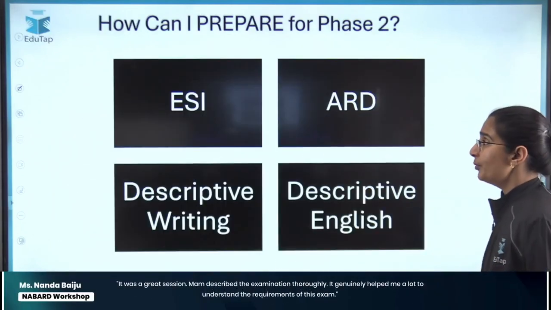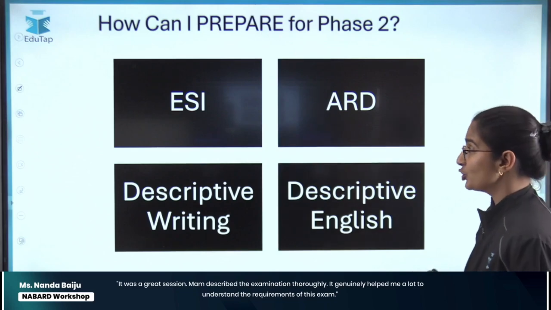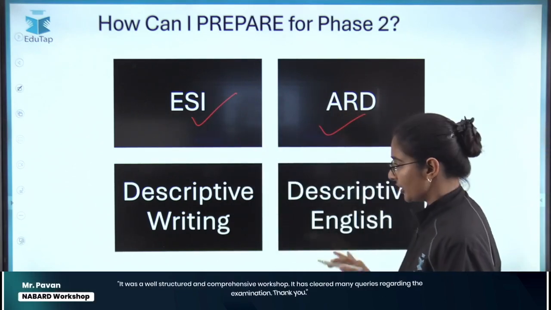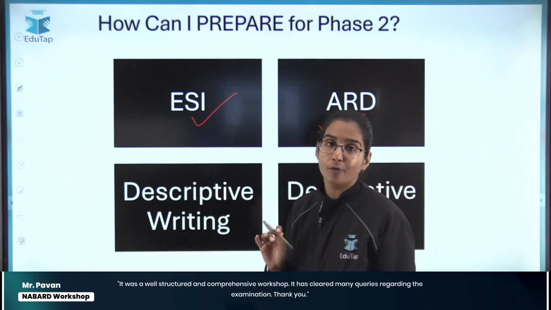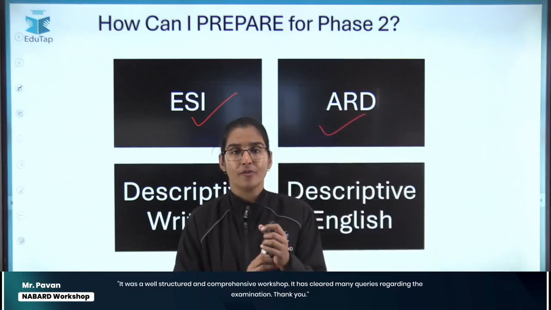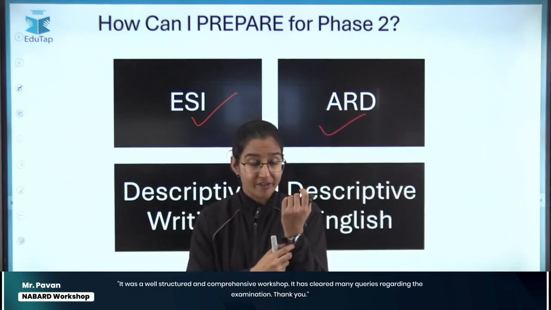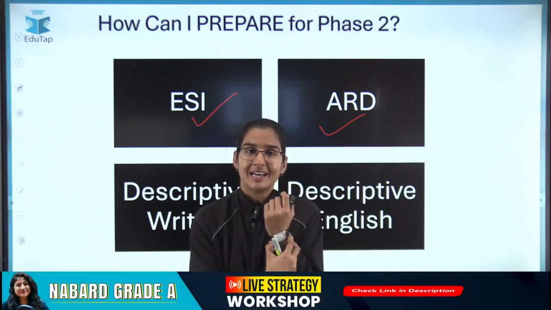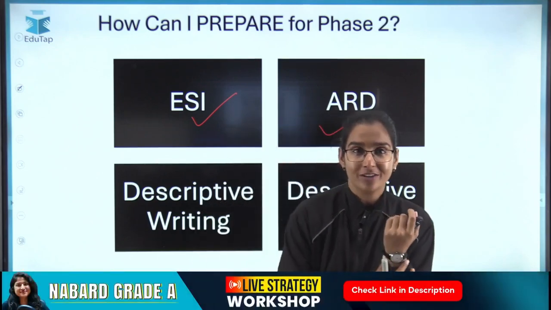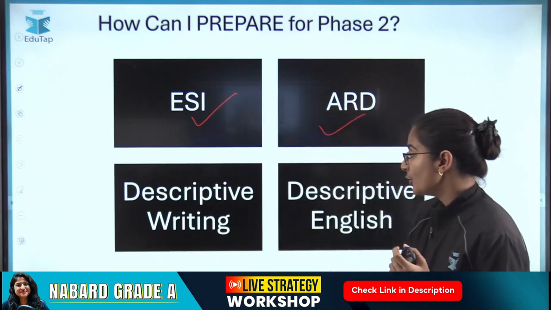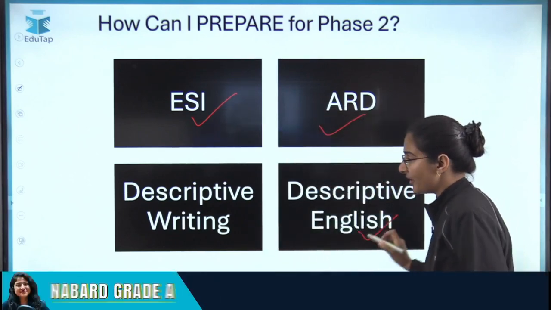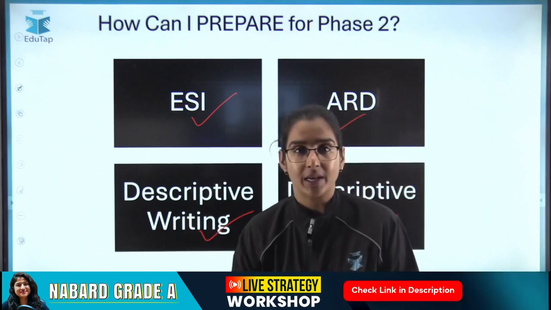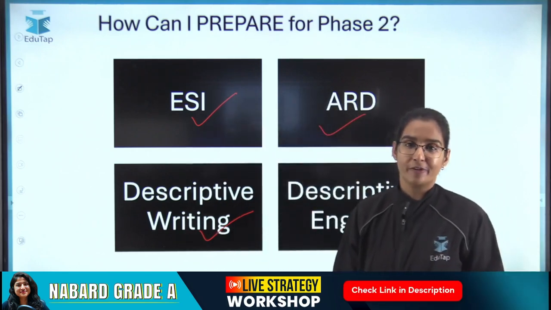Now, moving ahead, in phase 2, we have seen how you have to prepare the ESI and ARD objective part, right? So up till now, we have seen the integrated preparation of the ESI and ARD for both phase 1 and phase 2. But as far as phase 2 is concerned, ESI and ARD objective are not the only components. You have to prepare for the descriptive English and the descriptive writing of ESI and ARD as well. Right? How you are going to prepare for them?